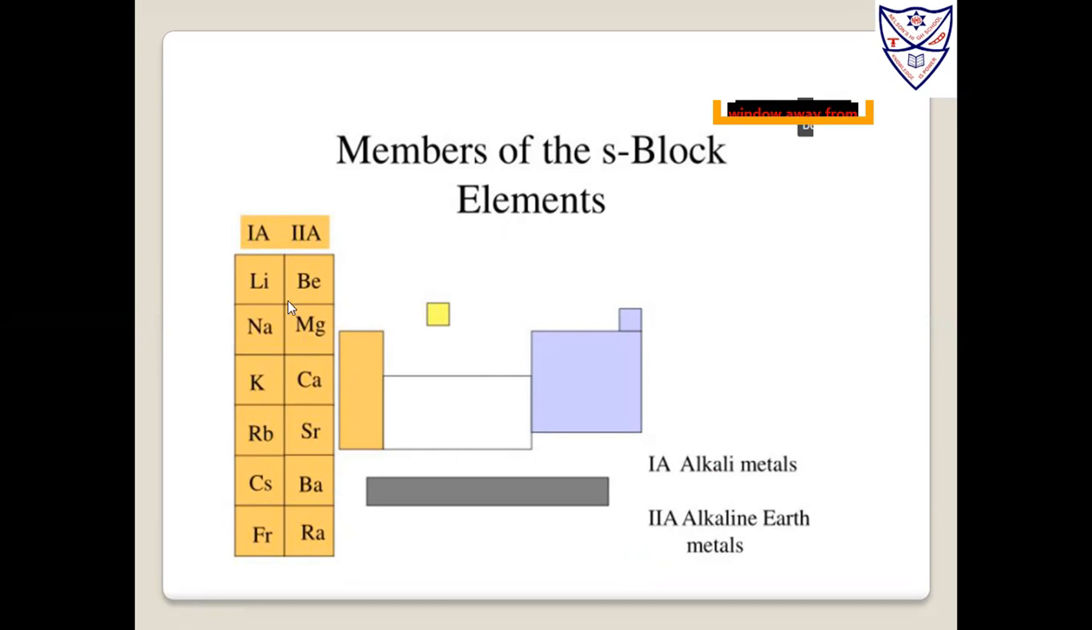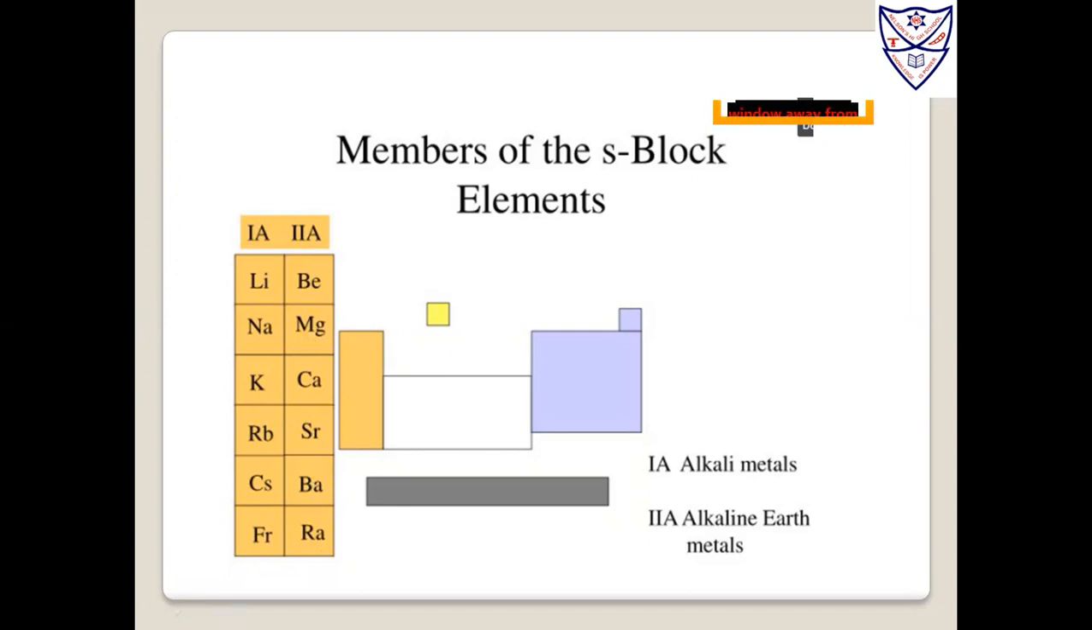See here, in group 1A, it's lithium, sodium, potassium, rubidium, cesium and francium. In group 2, it's beryllium, magnesium, calcium, strontium, barium and radium. So group 1A is the alkali metals and group 2 is the alkaline earth metals.